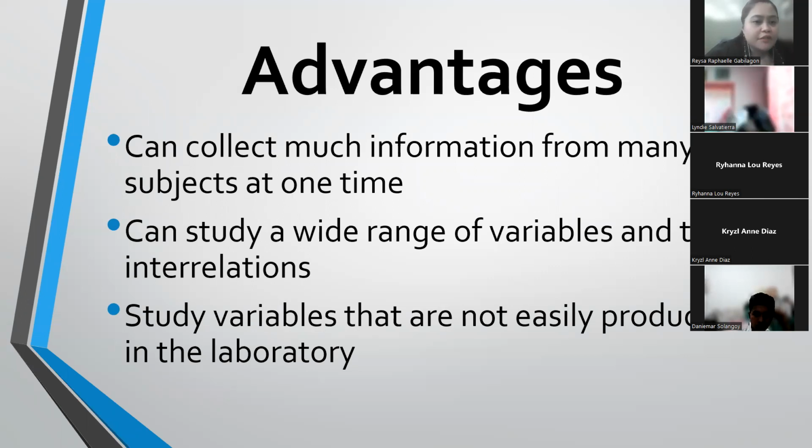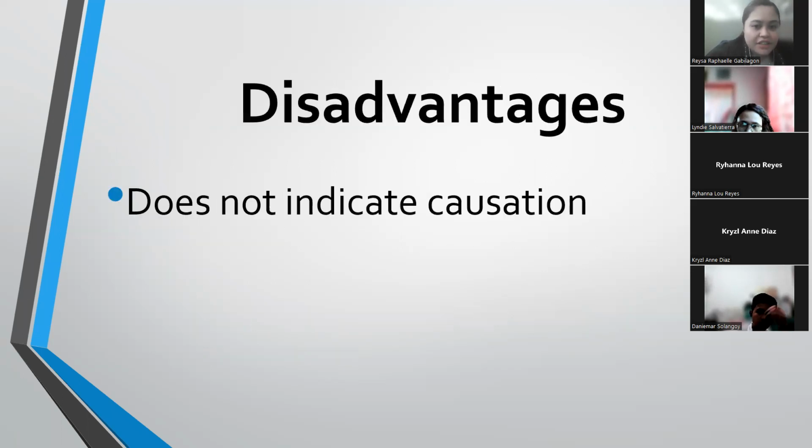So what are the advantages of doing a correlational study? You can collect much information from many subjects at one time. Okay, if you are going to conduct a survey, you can collect a lot of information. Like you can collect their stress levels, and then you can also collect data regarding their engagement to cheating. Okay, you can study a wide range of variables and their relationship. Okay? And these variables are most of the time not easily produced in the laboratory. Okay? That's a correlational study.